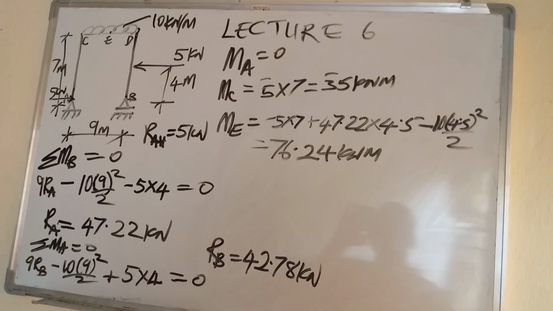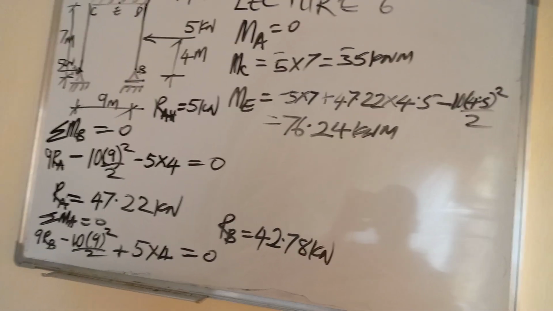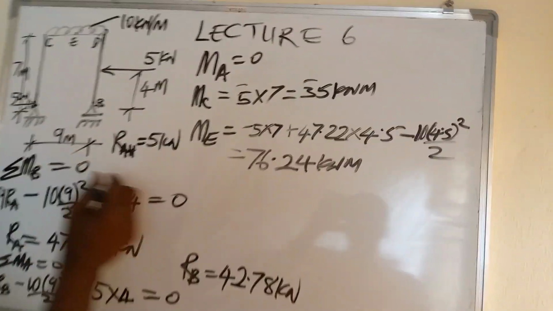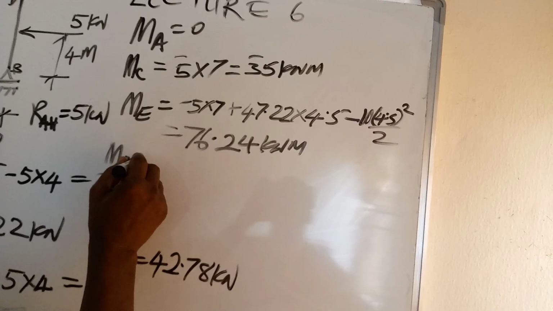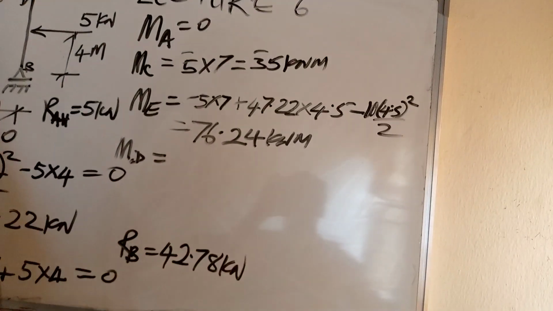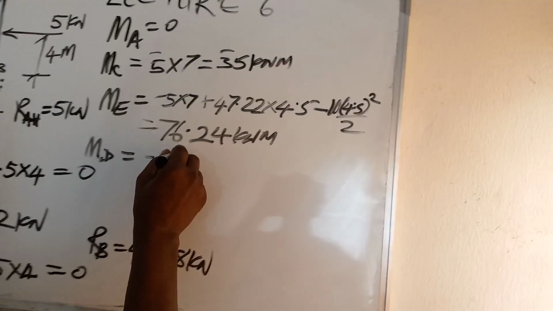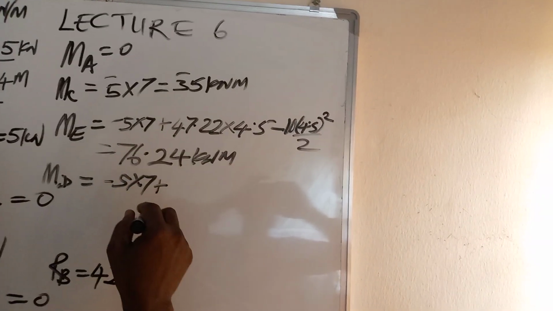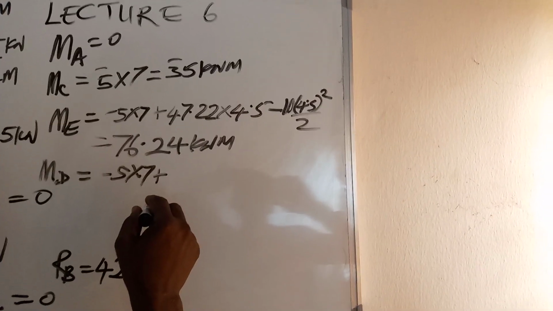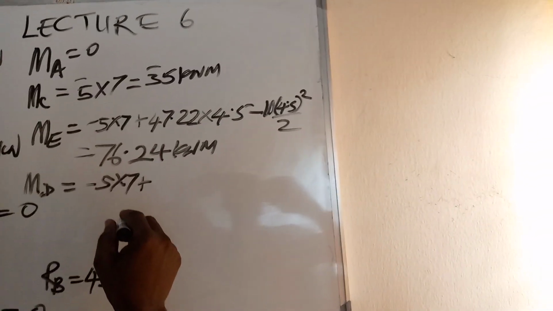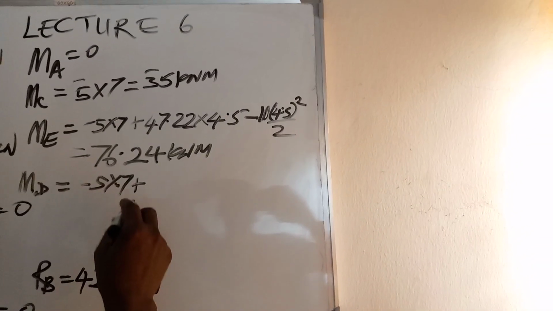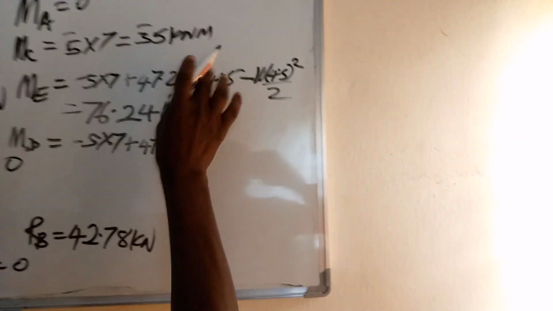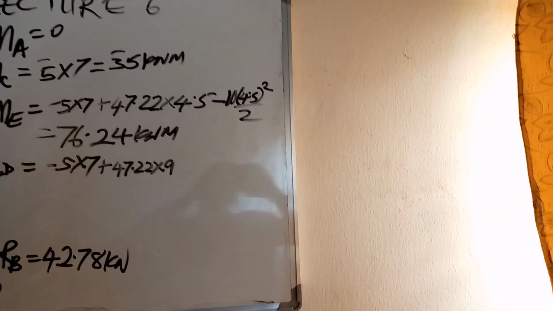Now the next thing I will get is the bending moment at point D. If I take bending moment at point D, then I have MR D, which is equal to minus 5 times 7, the perpendicular distance to 5, plus the vertical reaction A, 47.22, times 9, the whole of this length, which is the perpendicular distance for vertical reaction A.